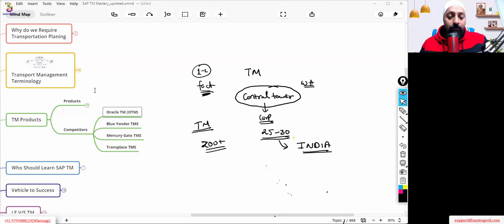Global trade management is not available. Shrikant is asking, global trade management is not available in TM. The separate product is there, GTS, Global Trade Services. GTS is a separate product for that.